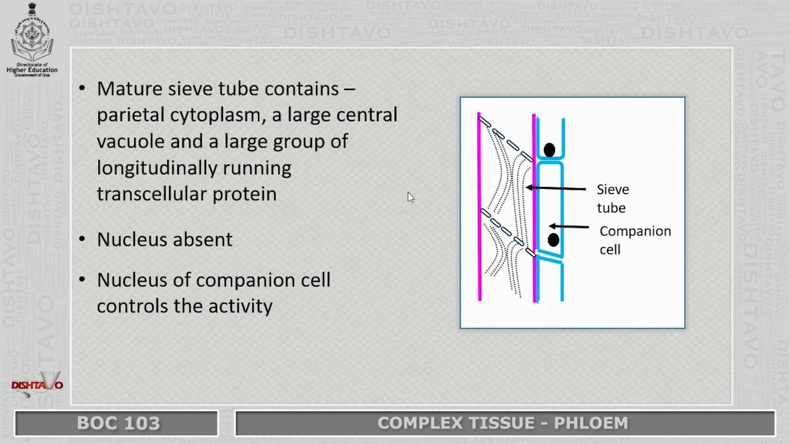Now, a mature sieve tube contains parietal cytoplasm, a large central vacuole, and a large group of longitudinally running transcellular proteins. These proteins are referred to as phloem protein. There is no nucleus. The nucleus of the adjacent cell, that is the companion cell, controls the activity of the sieve tube.